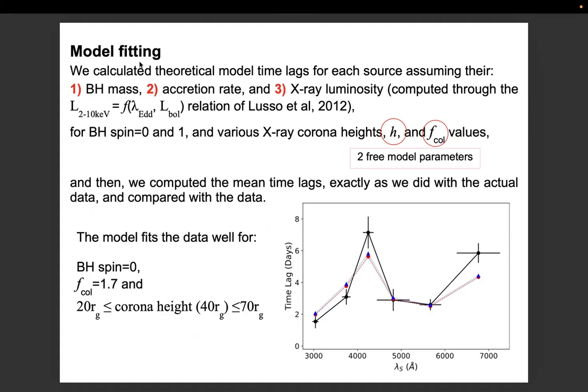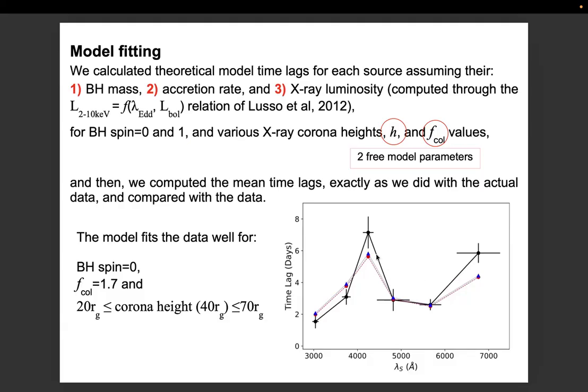And to do that, of course, we don't have information, but we used published relations. In this particular case, we use the COSMOS Lusso et al. 2012 relation between the 2 to 10 keV luminosity and the Eddington ratio and the bolometric luminosity. And then we can fit the data with 2 free parameters, height and, of course, the spectral hardening factor. That's it. Since you have all the other physical parameters, all you are left with, for these different black hole spins, is to fit the data. And you fit the data very, very well.